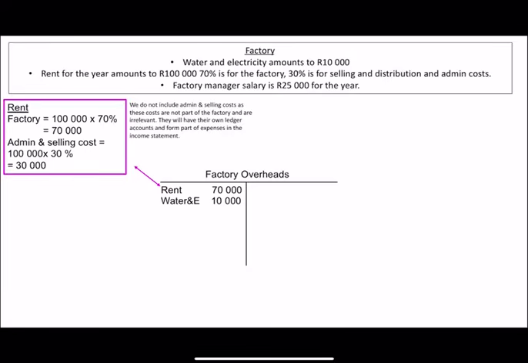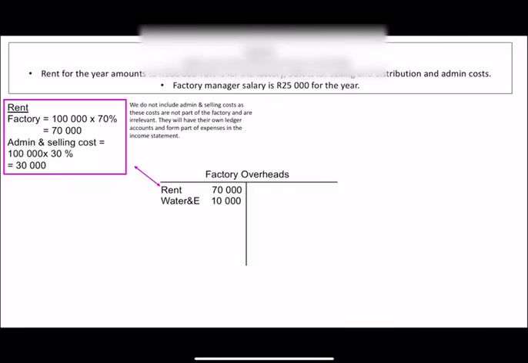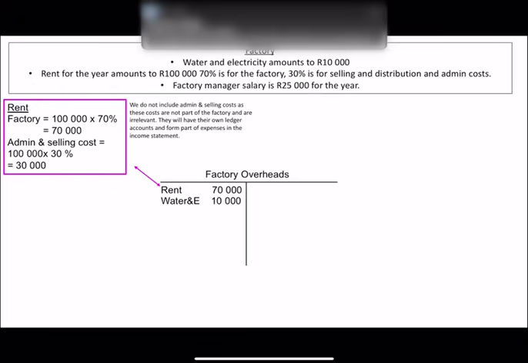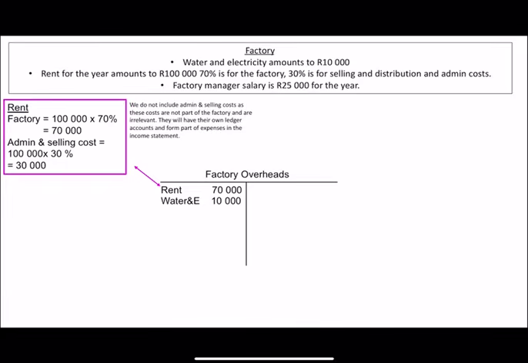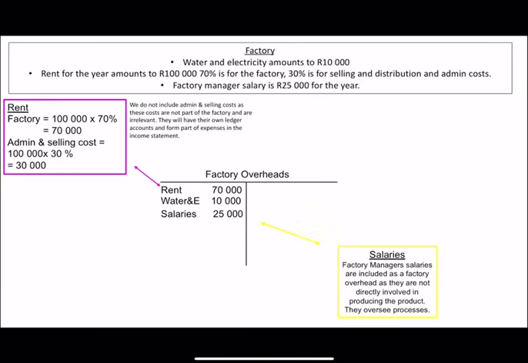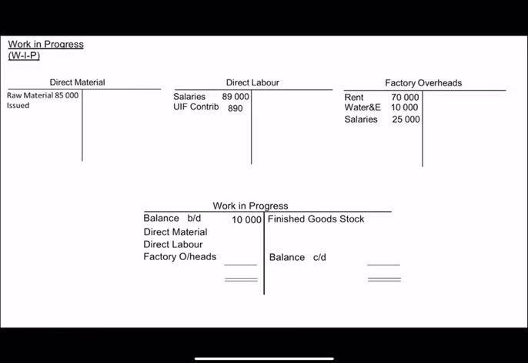Lastly, we have factory manager's salary. Now, it is important that we know that the factory manager goes into factory overheads and not direct labor because they are not directly involved in producing the t-shirt. Yes, they operate the factory. They oversee processes, but they're not physically sewing, coloring, putting together these t-shirts, and therefore they're indirect labor. And indirect labor will fall part of factory overheads.